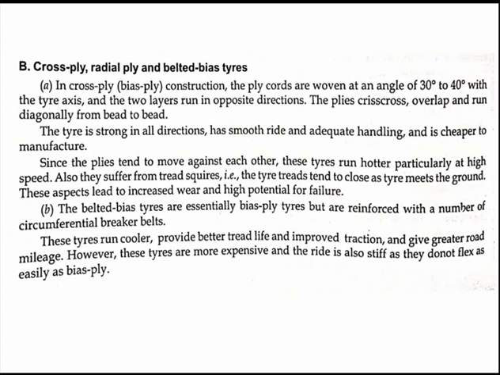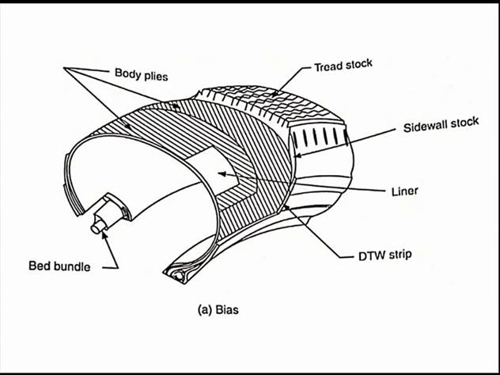So what is cross ply actually? Cross ply or bias ply, according to its construction, this ply is woven at an angle of 30 to 40 degrees with the tire axis, and two layers run in opposite directions. So the plies are crisscross, overlapping and running diagonally from bead to bead. I will show the figure of this ply. You can see here in this one, this is a bias ply.